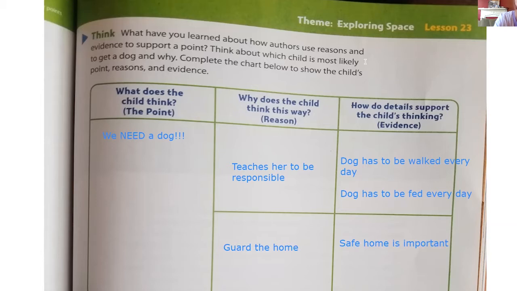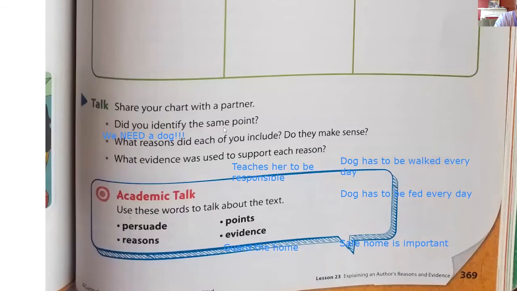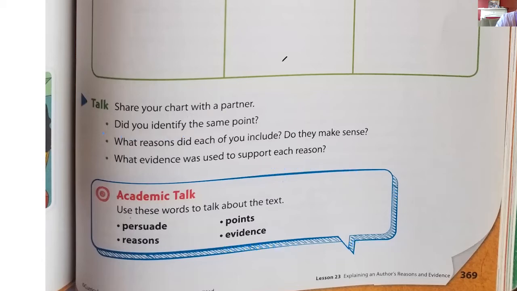Let's see if I can get out of annotating. So you guys obviously can't share your chart with your partner because your partner is across town, but just go back through it. It's good if you write full sentences. If you don't, that's still okay. I just want you to really be thinking about what their point was and how they're building their argument. You always want to have good evidence and reasoning when you're building an argument.